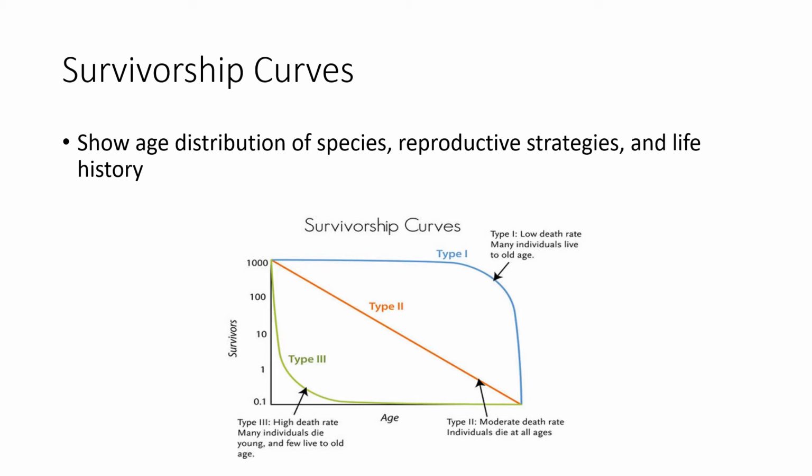So survivorship curves can tell us life strategies and reproductive strategies of different organisms. Like I said, type 1 and type 2, K species tend to live up in that area, whereas my R selected species are more type 3 on the survivorship curve.